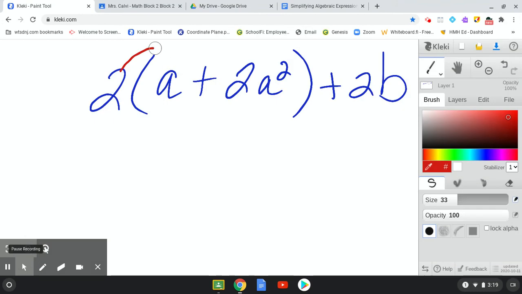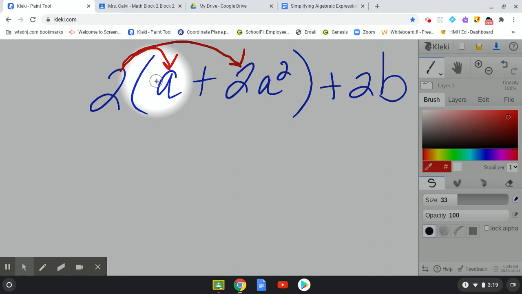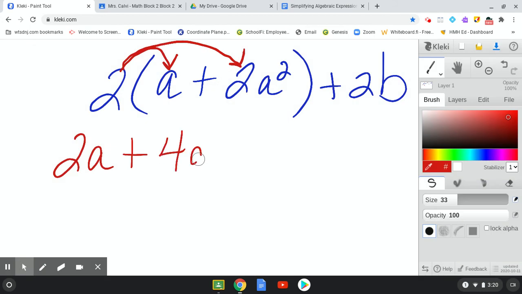So I'm going to distribute that 2 to the a and to the positive 2a squared. So I am going to take 2 and multiply it by a. 2 times a gives me 2a. Now I'm going to multiply that with the 2a squared. So 2 times a positive, this sign gets associated with this 2a squared. So a positive 2 times a positive 2a squared gives me a positive 4a squared. And then I would drop down my plus 2b.